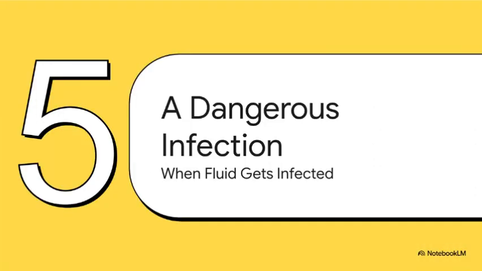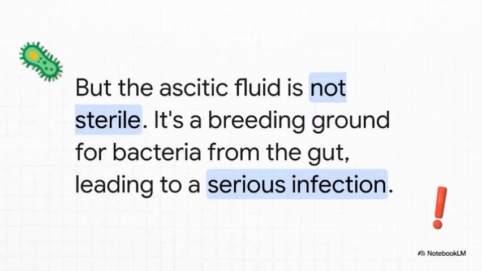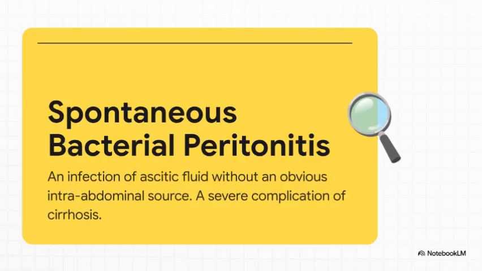So we have a plan to manage all this fluid. That's great. But we can never ever let our guard down, because this giant pool of stagnant fluid sitting in the abdomen is basically the perfect breeding ground for a really dangerous, life-threatening complication. You should never assume that ascitic fluid is sterile. It's basically a warm, nutrient-rich broth, and it's all too easy for bacteria from the gut to sneak across the intestinal wall and set up shop, seeding a really serious infection. And that infection has a name, spontaneous bacterial peritonitis, or SBP. The word spontaneous is key here. It means the infection just happens, without an obvious source like a ruptured appendix.